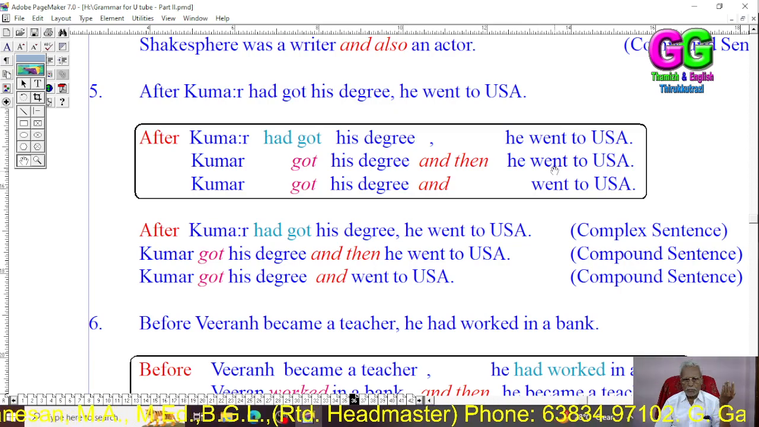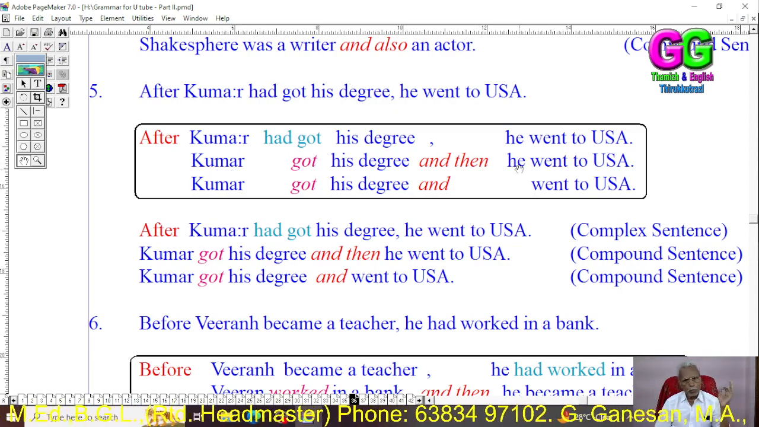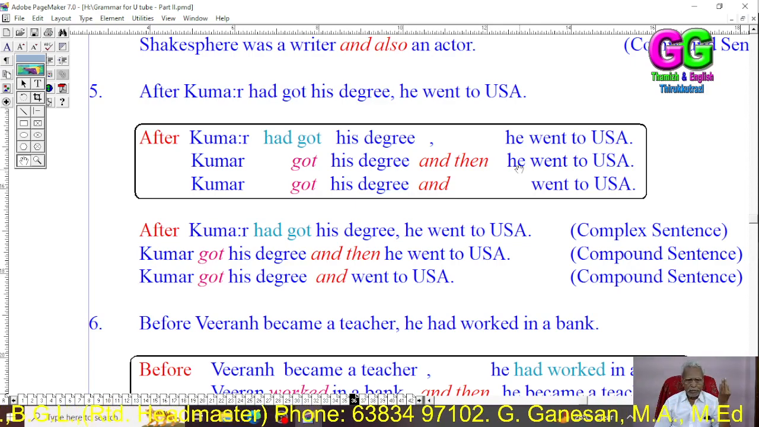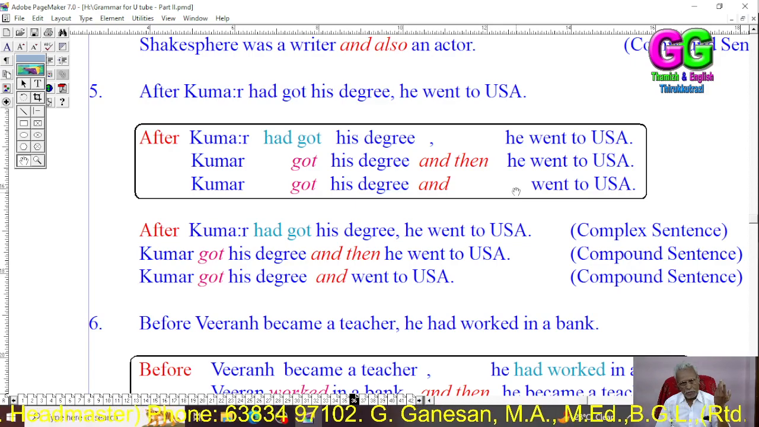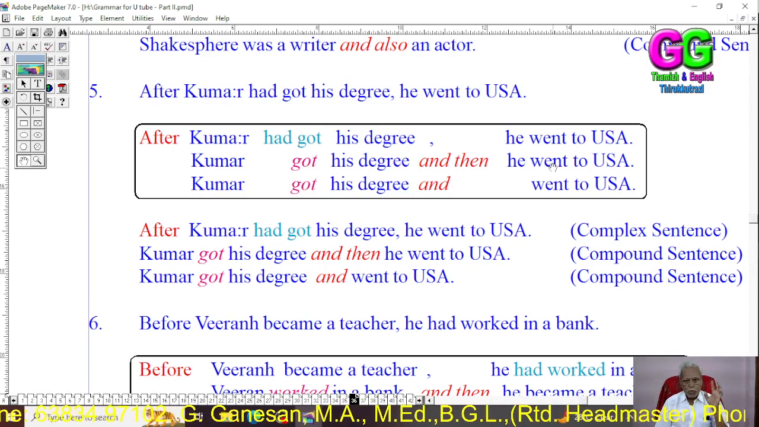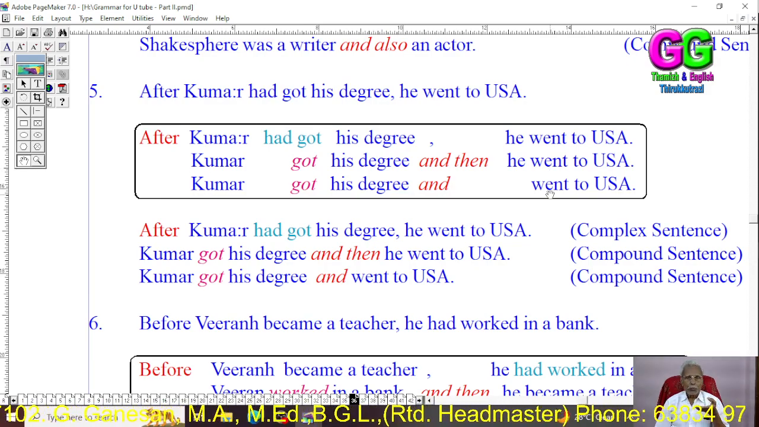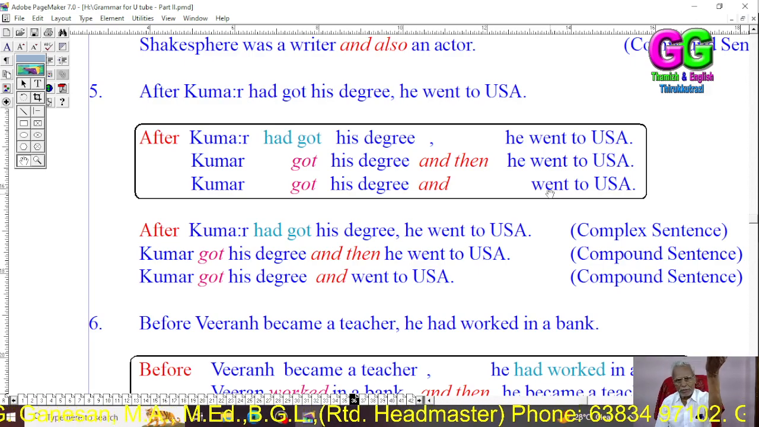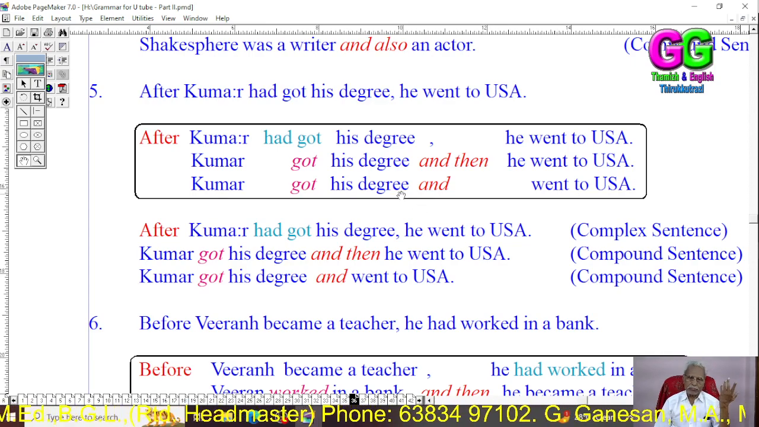Here the subject is dropped. In both the main clauses, the subject is Kumar. So you can either use or drop it. I can drop it. But regarding the verb, here the verb is got, but here the verb is went. So we have to keep the second verb also. We can't drop it as we did in the previous example. So, Kumar got his degree and went to USA.